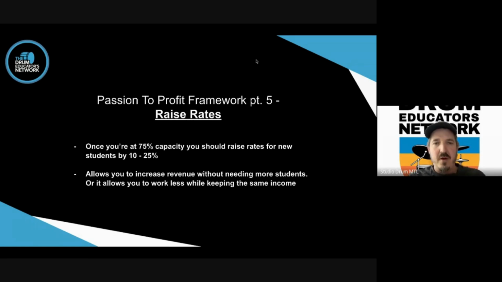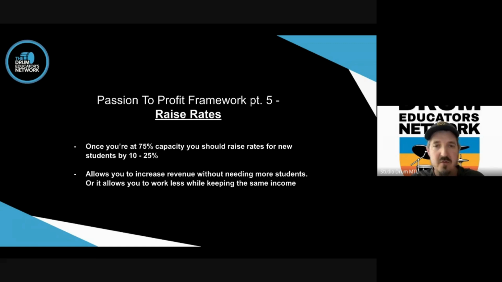This is called grandfathering, and it's basically when you're around 75% capacity at your studio. So whatever that number is, if you're teaching 4 days a week, 5 days a week, if your capacity is 10 students, when you get to your seventh, eighth student, or if you can take 30 students, once you get to like 25 students, you should raise your rates by 10 to 25% for the new students.